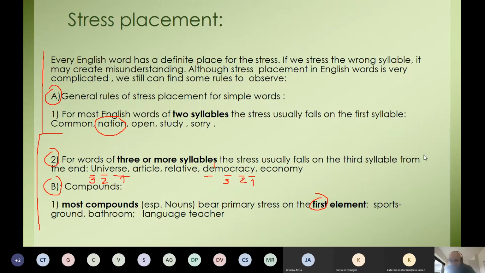Does anyone would like to volunteer? Catalina Toro, are you ready with your exercise? Yes, Professor. Go on, please. I have one in the general rule, and the word is control. And in the second rule of the 3 or more syllables, I have the word presentation. And in the last one, I found the word old-fashioned. Old-fashioned.